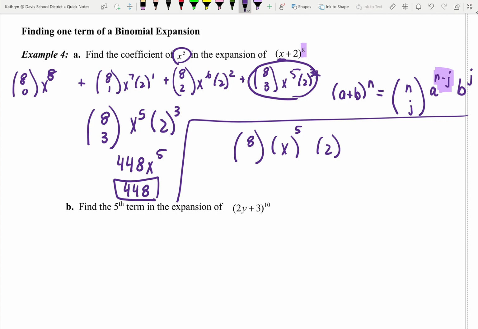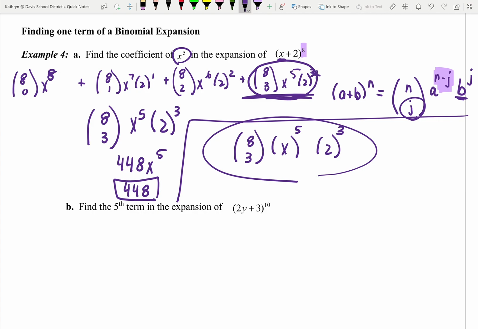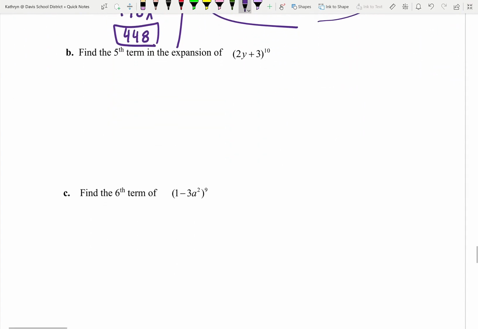So 8 minus what gives me 5? Can anybody tell me that? It's a 3. So I know it's 8 combination 3. And then this b is supposed to be raised to that exponent. Well, my 2 would then be raised to the 3rd. That's exactly what I got right there, but without writing the whole thing out. Okay, so for this guy right here, I'm going to try to just do that step and see if everybody follows me. Okay, here we go.